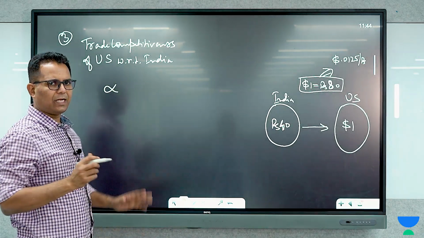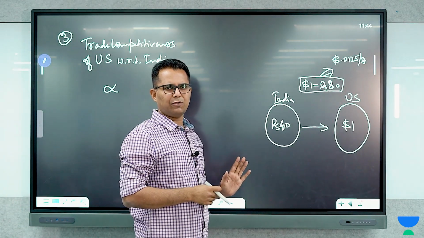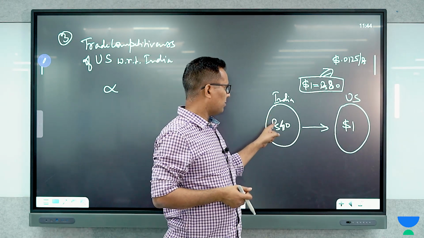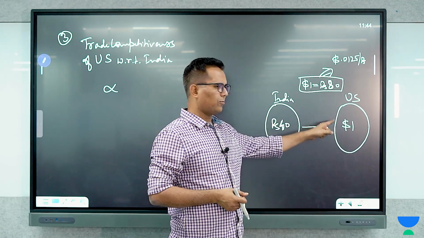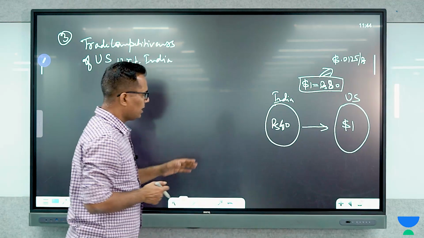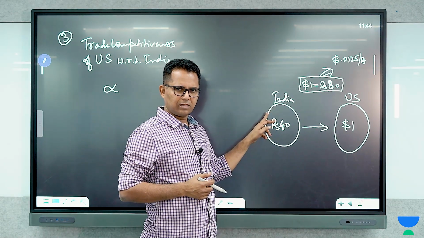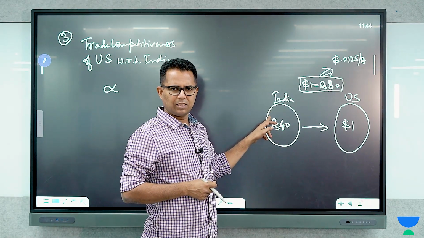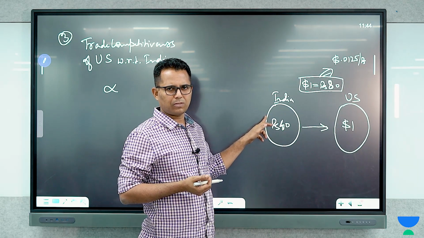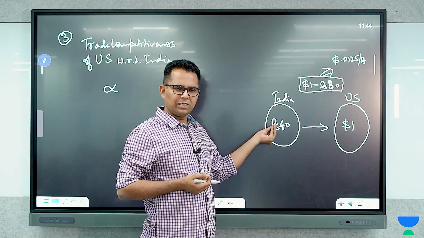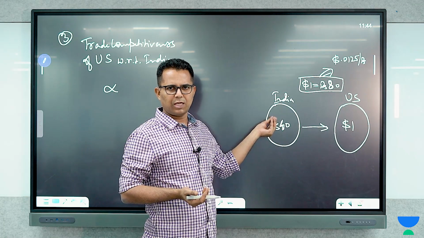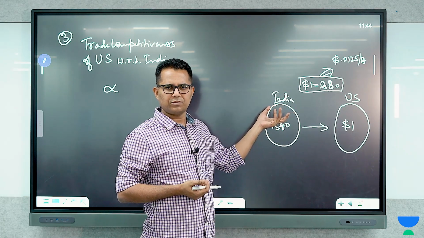Now, what do you think? Whether trade will happen between India and US will depend on what factors? It will depend on the price in the domestic market, the price in the abroad market, and this exchange rate. For example, suppose this price increases. Now, if this price increases, will India's trade become more competitive, or will US trade become more competitive? If the price of the Indian products is increasing, that means India's trade will become less competitive and US trade will become more competitive, right?